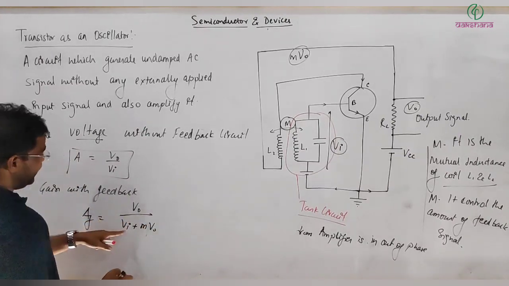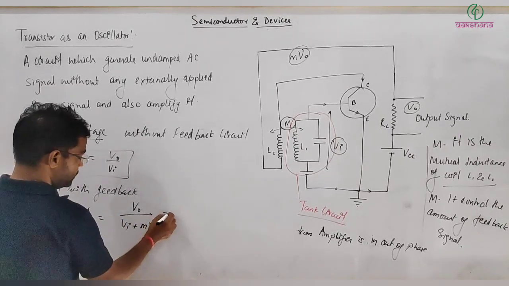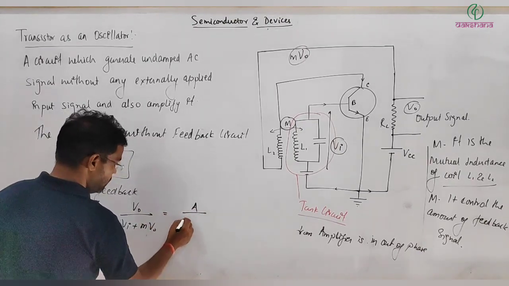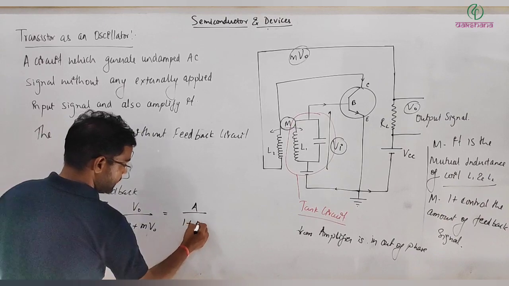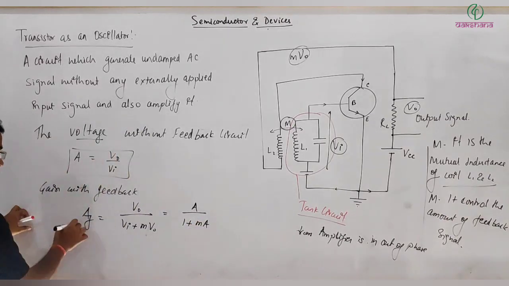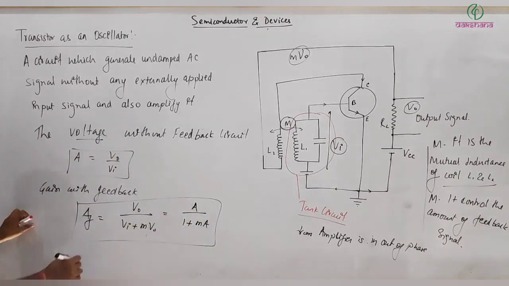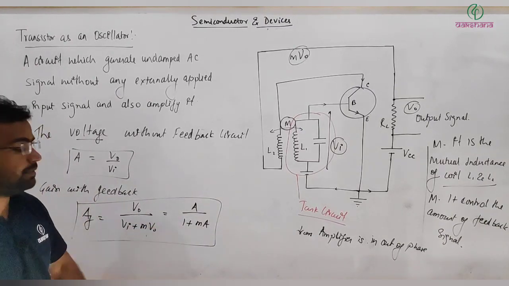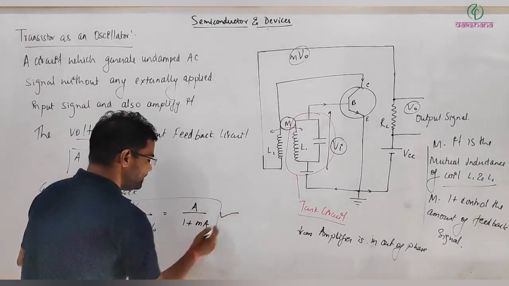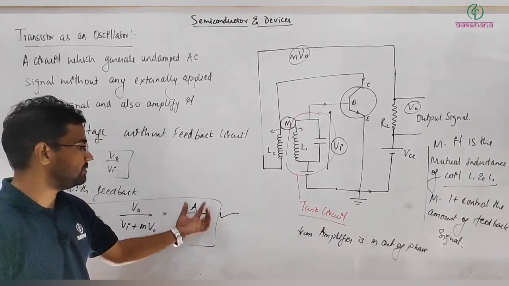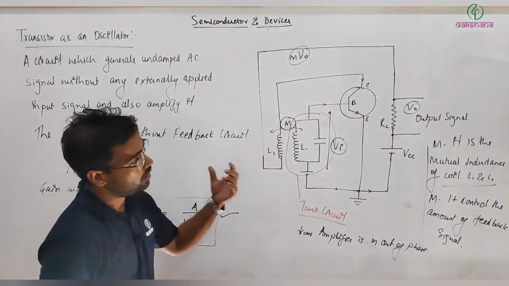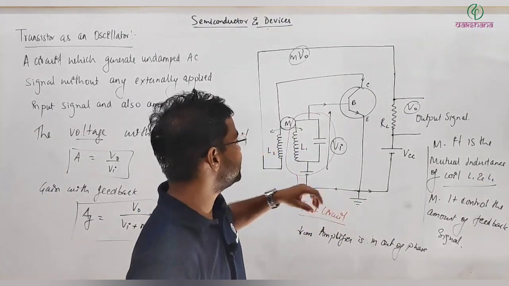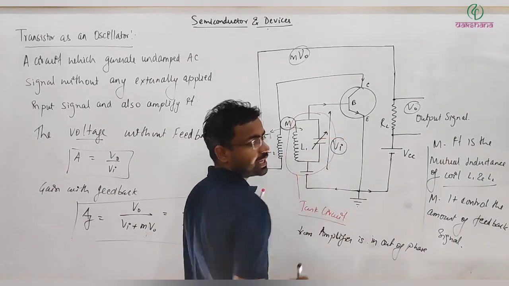And here I can take V output out, so this will be like dividing numerator and denominator, then it will be A divided by 1 plus m A, and this is the relation of output gain with feedback and without feedback circuit. And we control here m and A so that we are getting a constant signal of the same amplitude and frequency. All that frequency we control by this variable capacitor.